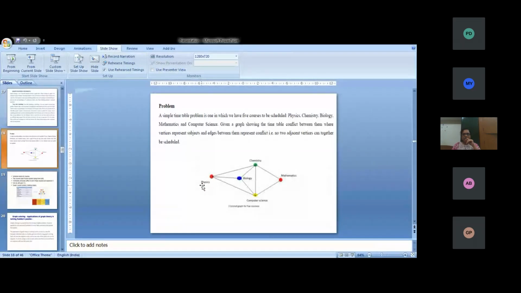So if we schedule physics for 1 hour, next hour only we can schedule chemistry, then next hour only mathematics. All the courses cannot be at the same time, so we give different colors. Adjacent vertices, here physics is adjacent to chemistry, so we give different colors. Here it is red and here it is green. Chemistry and mathematics are also adjacent, but we give a different color. By using this graph coloring, timetable scheduling is very easy to do.